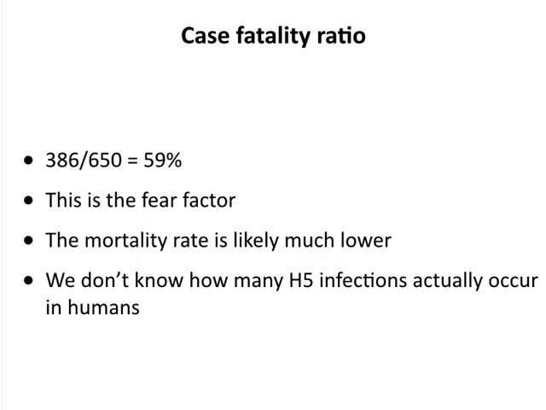In my opinion, and that of many others, the mortality rate is likely to be much lower. That is, the number of deaths divided by the total number of infections. So the denominator is the total number of infections versus the confirmed infections, which is what the case fatality ratio is. We don't know how many H5 infections actually occur in humans. So this number, in terms of the mortality rate, could be substantially lower if there are a lot of inapparent infections, and it might not be as scary as people think.